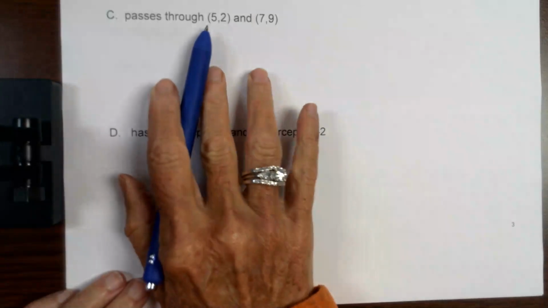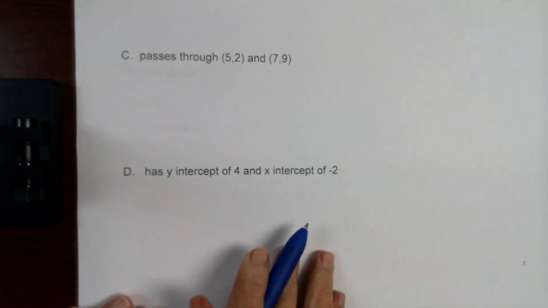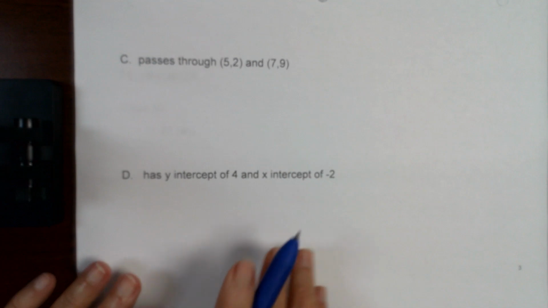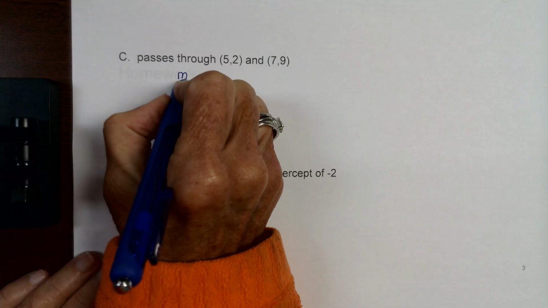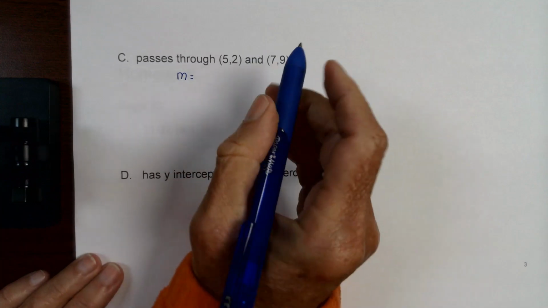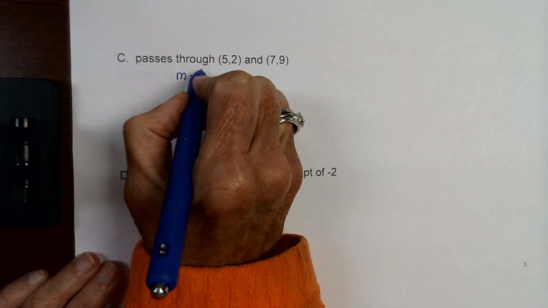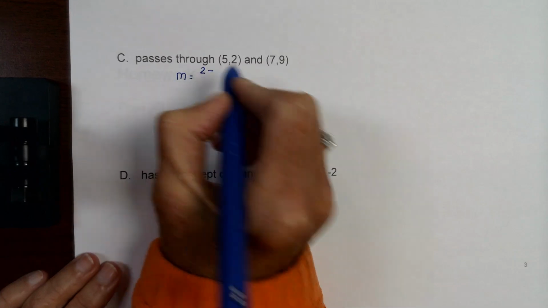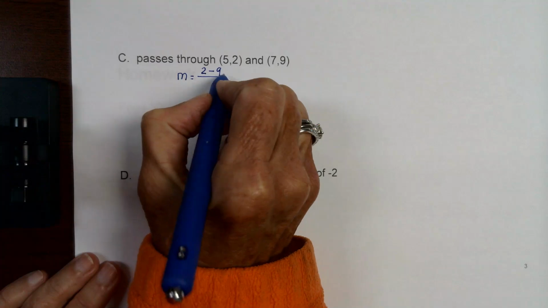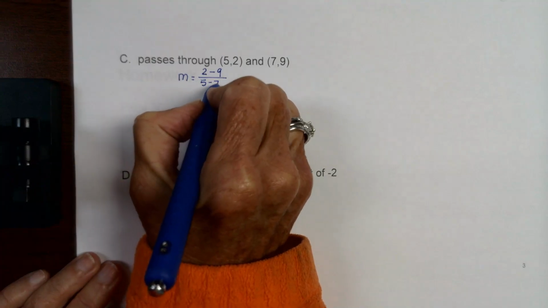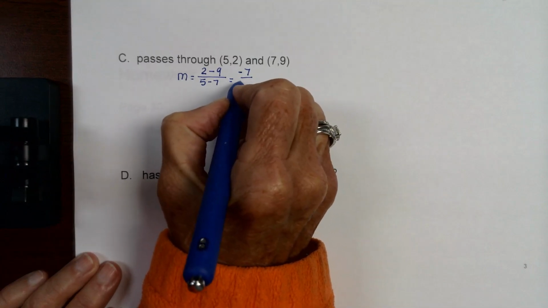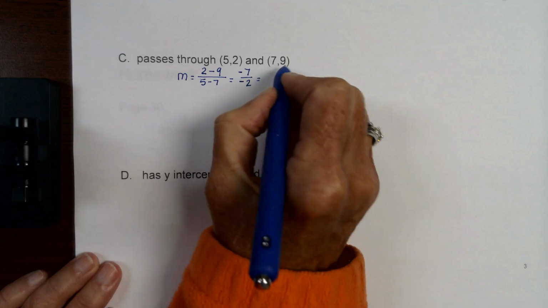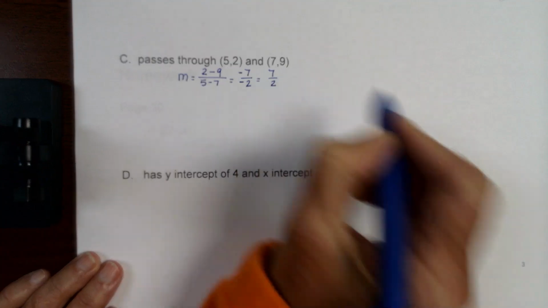Sometimes they give you 2 points that it passes through and they don't give you the slope. So the very first thing you have to do is use the slope formula to find the slope. So I have the difference in the y's over the difference in the x's. That's going to give me a -7 over a -2. So the slope here is 7 over 2.